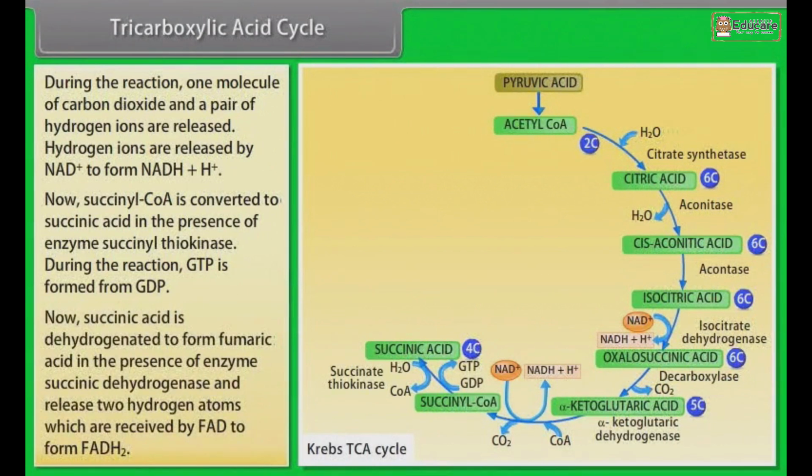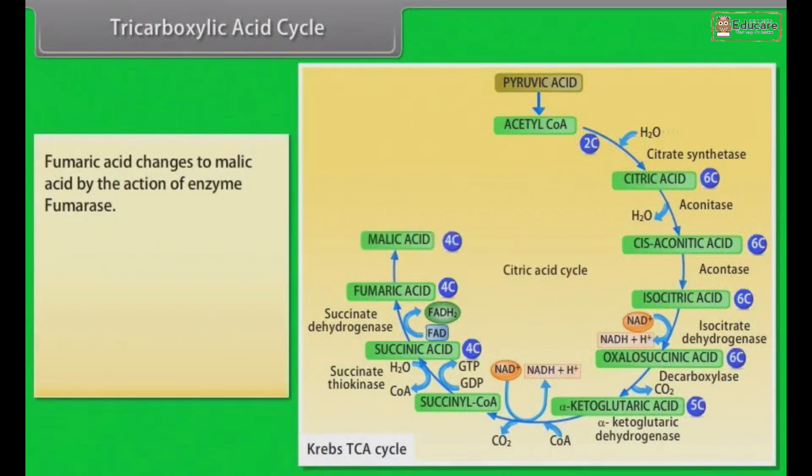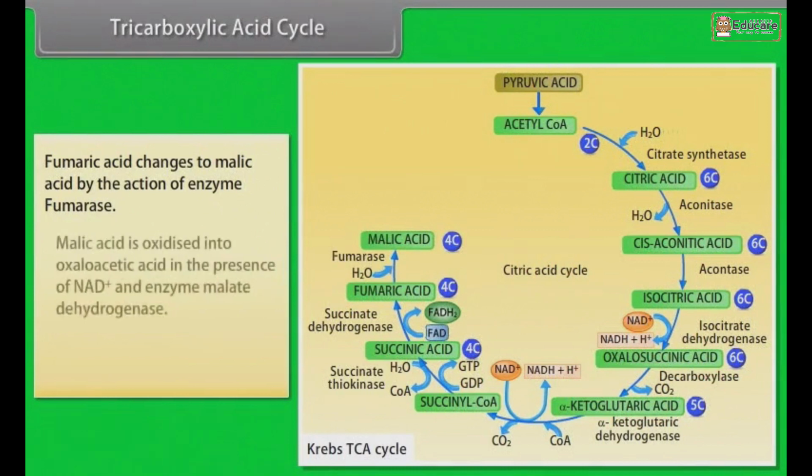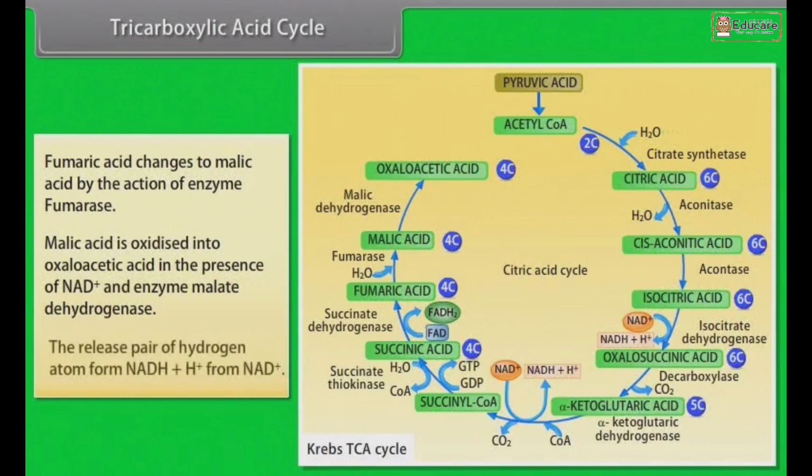Now succinic acid is dehydrogenated to form fumaric acid in the presence of enzyme succinic dehydrogenase and releases two hydrogen atoms which are received by FAD to form FADH2. Fumaric acid changes to malic acid by the action of enzyme fumarase. Malic acid is oxidized into oxaloacetic acid in the presence of NAD+ and enzyme malate dehydrogenase. The released pair of hydrogen atoms forms NADH, H+ from NAD+.